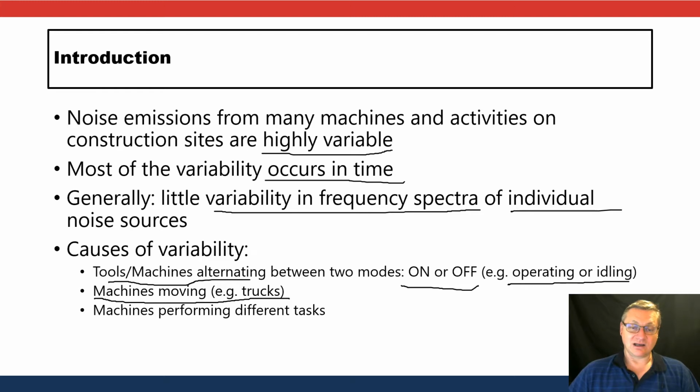Now, another kind of variability on construction sites is that some machines actually perform different tasks. So, for instance, you might see an excavator. At one point, it's digging, and it'll go to a different part of the site, and then it will change its working implement from a digger to a hydraulic ram, and it will start, for instance, breaking rocks or breaking concrete.